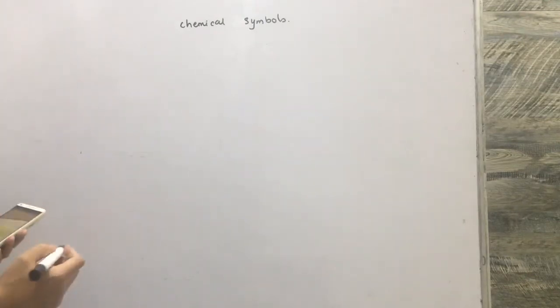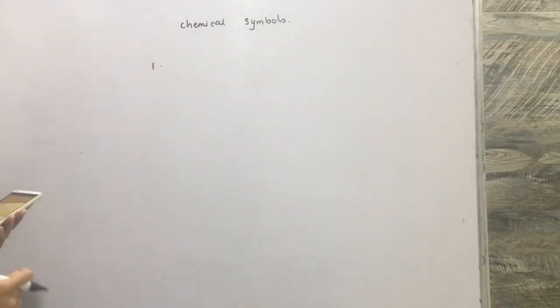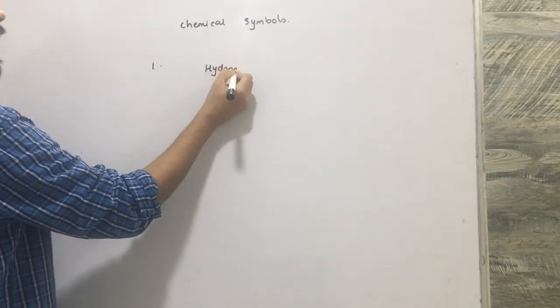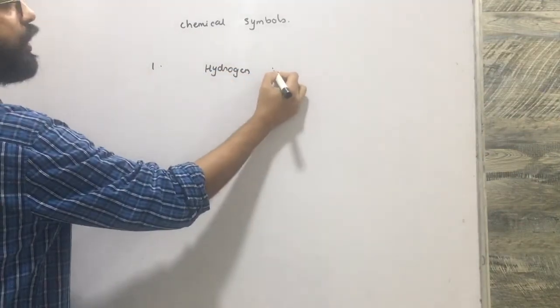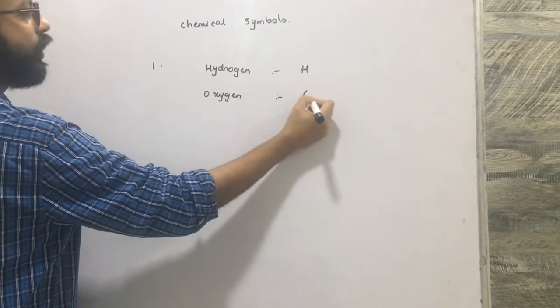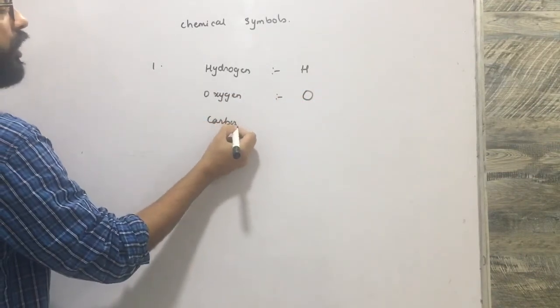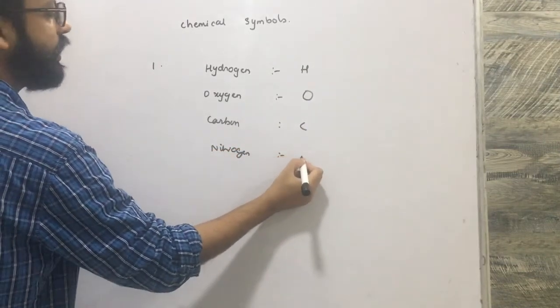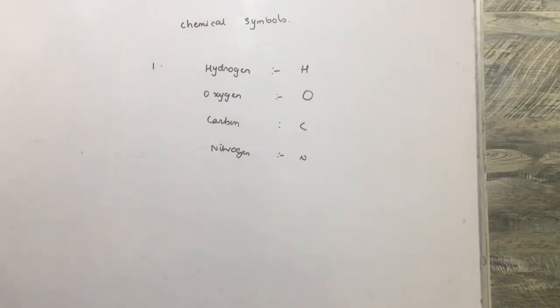Now, for assigning a chemical symbol, there is a set of rules. The first rule is that the first letter appearing in the name of the element in English is used as the symbol. For example, hydrogen: the first letter is used, so the chemical symbol of hydrogen is H. Similarly for oxygen, the first letter is used, that is O. Carbon, C, and nitrogen, N. There are a few such elements which use the first letter.